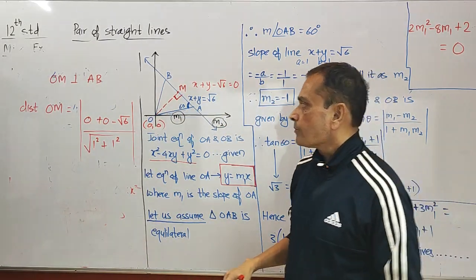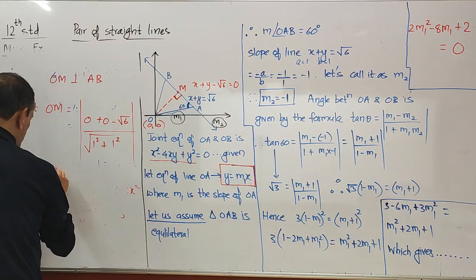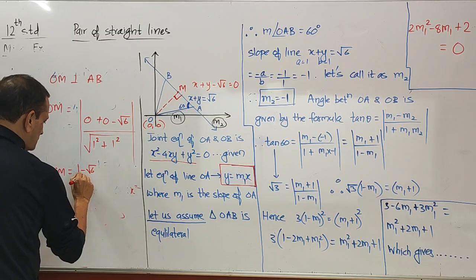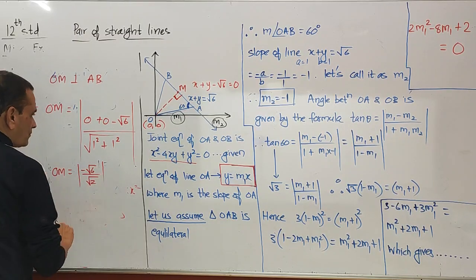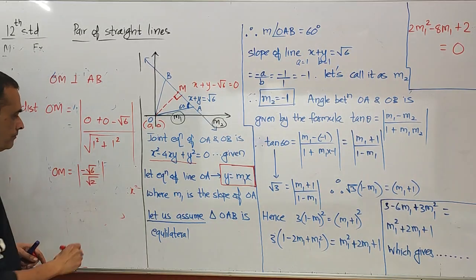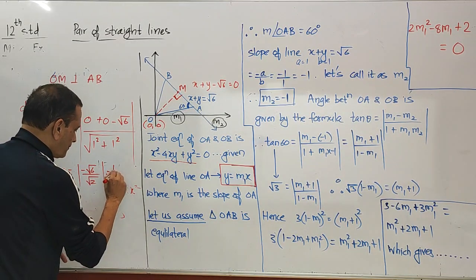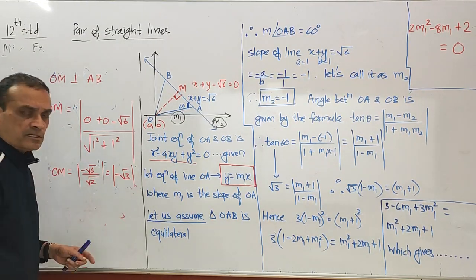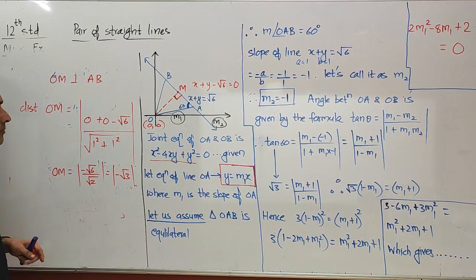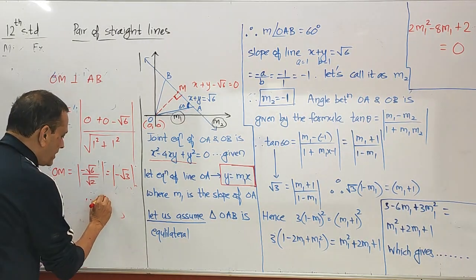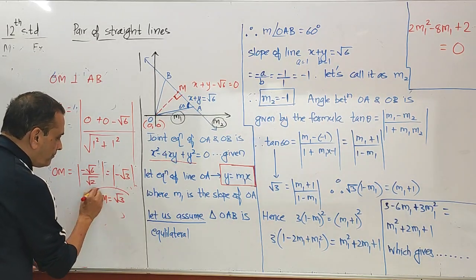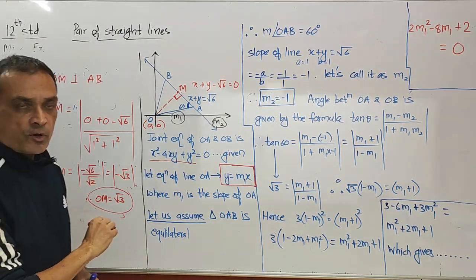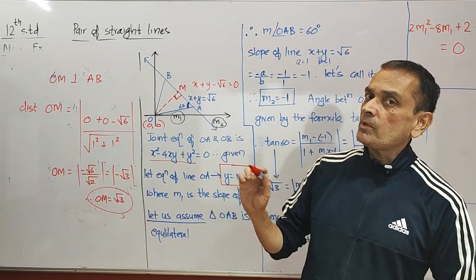So what do we get? Distance OM is |-√6| upon √2. √6 upon √2 is √3, minus √3. That is the reason that we take absolute value sign. Distance cannot be negative. Therefore OM equal to √3. Mark कर लिया है. OM यानी we have got the height. So just revise that formula, how to find the distance of a point from a line.